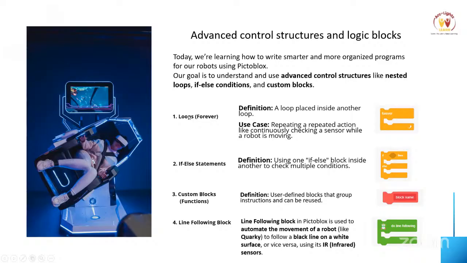Number one, loops. When we say loops, you can see loops on EV3 and others. You can see forever on PictoBlocks and others. Now, what does it mean? A loop placed inside another loop. Okay? Use case: repeating a repeated action, like continuously checking a sensor while a robot is moving.